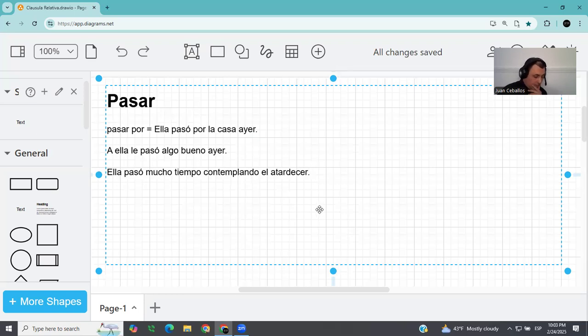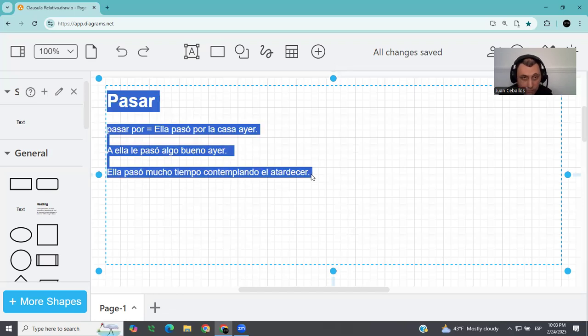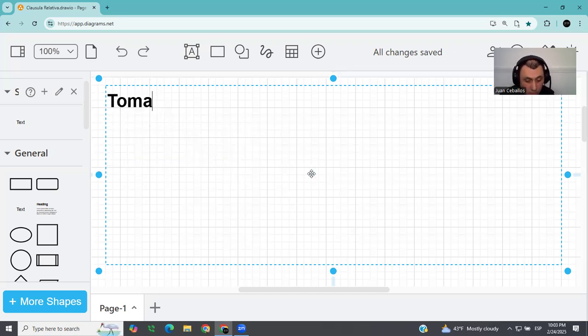On page 67, we're going to talk now about the verb tomar. By the way, I want to clarify that even though this book has mistakes, it's not so bad. I've tried other books before, and I think this is one of the best ones, even though it has mistakes and some misinformation. I'm talking about books that are in English and Spanish.